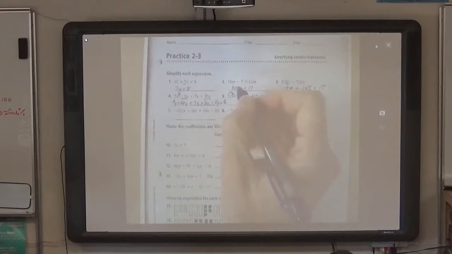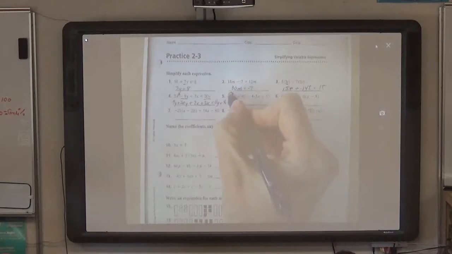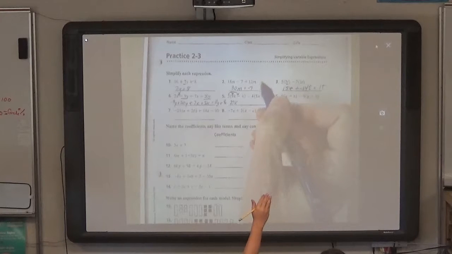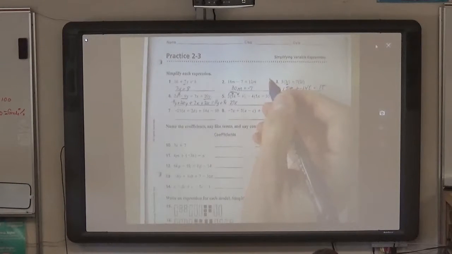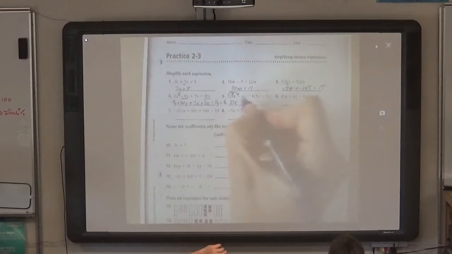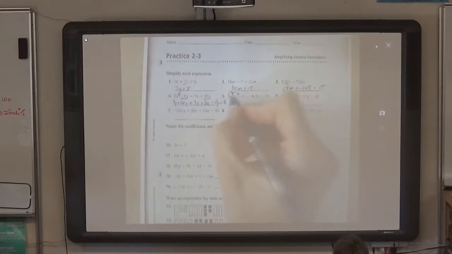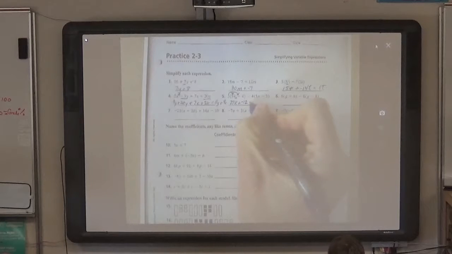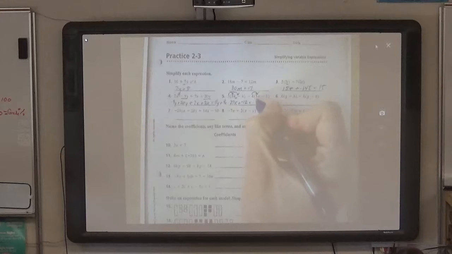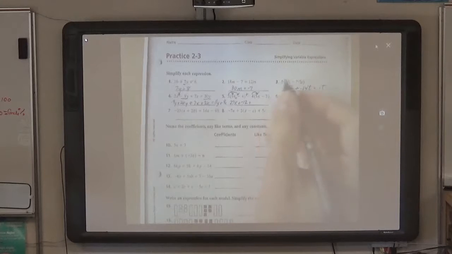So 3 times 9k, 27. 27k. 3 times 4. Is this 12? What do we have to put in front of the plus, the minus sign? It's a plus sign. 3 times -4, -12, plus -4 times 5n. So this is a -20n.